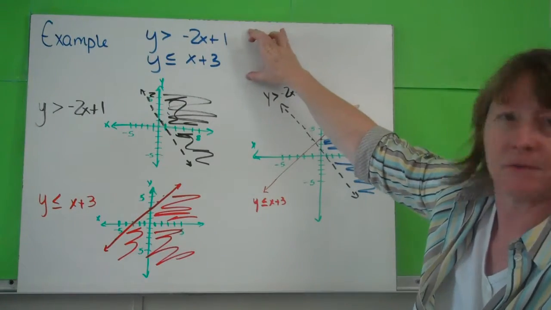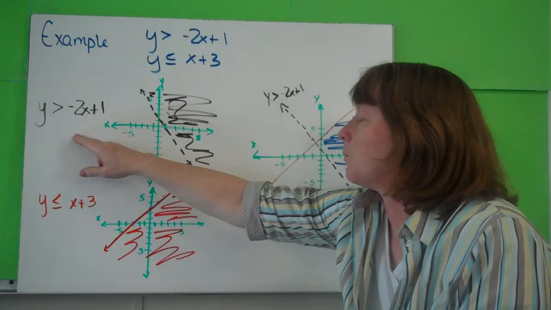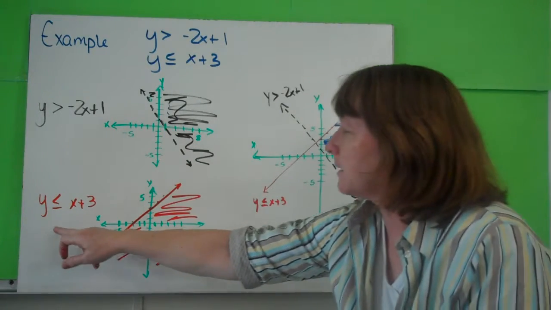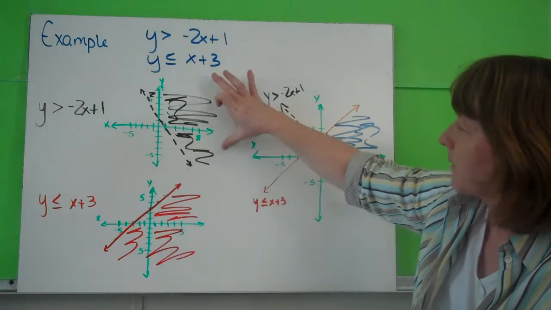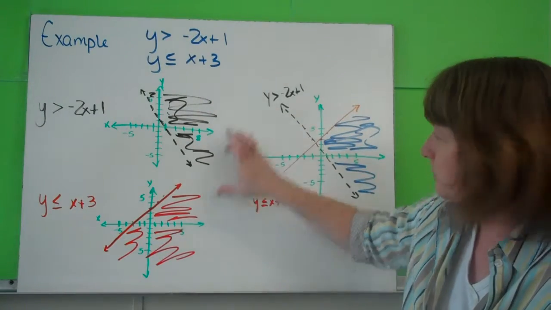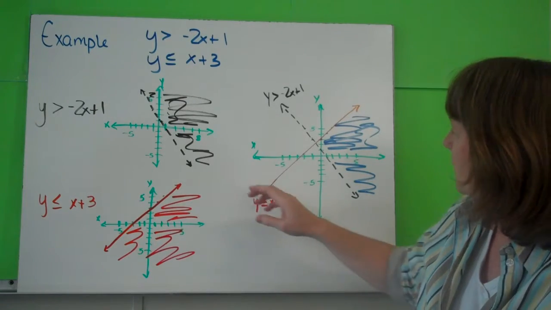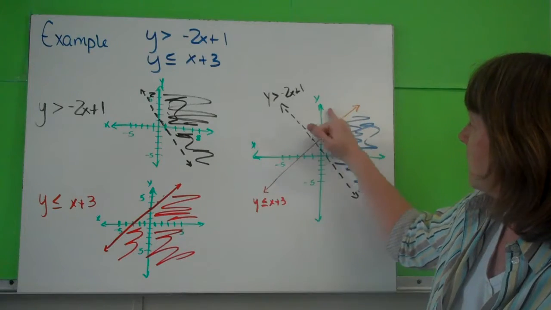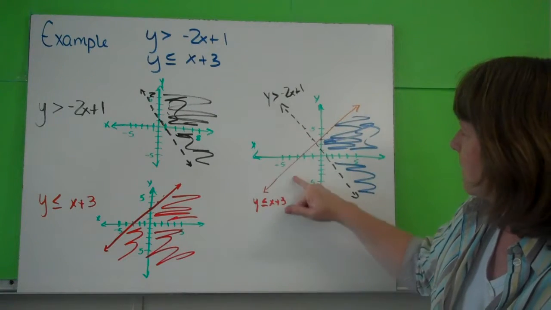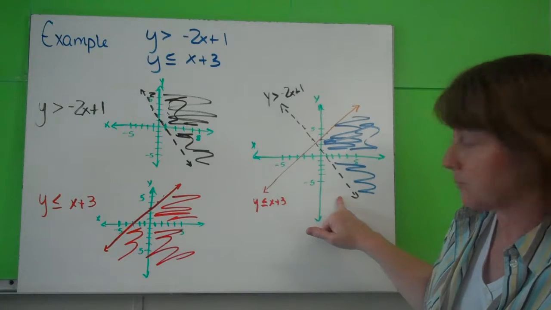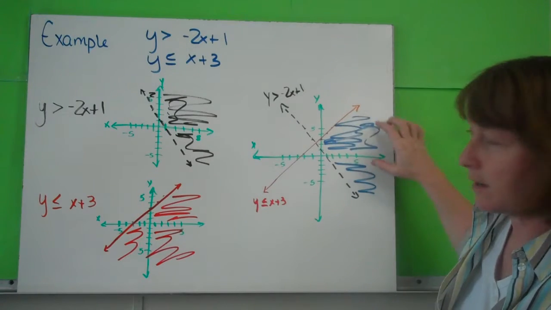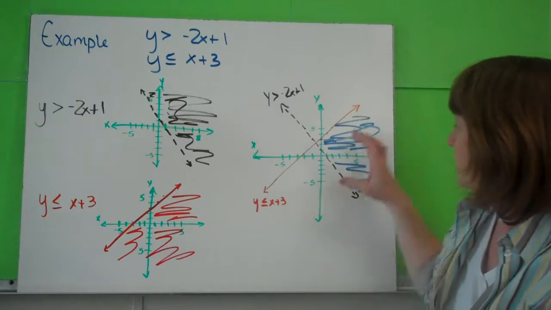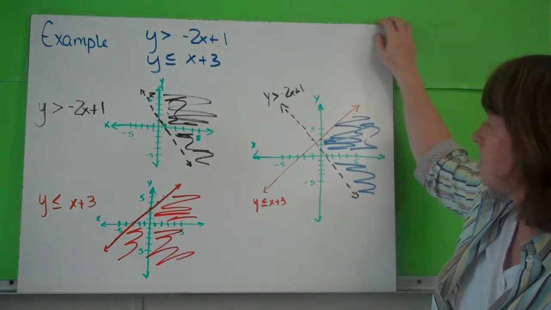Example, we have this system of inequalities. If I graph y is greater than negative 2x plus 1 and y is less than or equal to x plus 3, you see the two graphs. What I'm looking for is where do they share the points and intersect. This graph would include this area, but they don't share it. This graph would include this area, but they don't share it. The only thing they share is this area in here, so I would shade that in and indicate that is the ordered pairs that satisfy both inequalities.